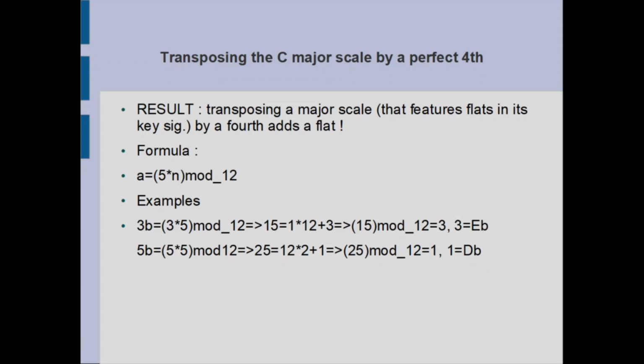5 flats: 5 times 5 modulo 12. 5 times 5 equals 25. 25 equals 24 plus 1, so 12 times 2 plus 1. So 25 modulo 12 equals 1, and 1 is D flat.